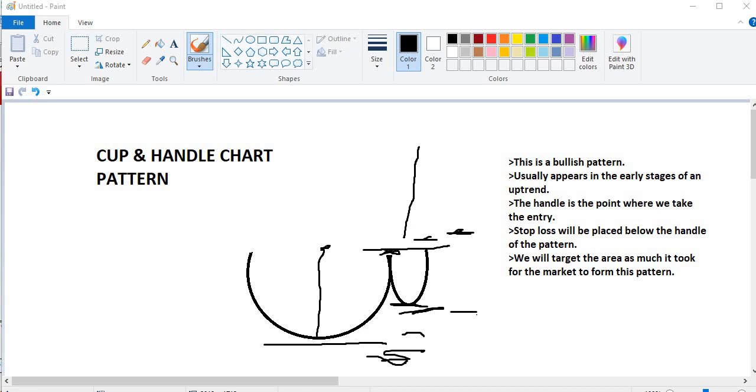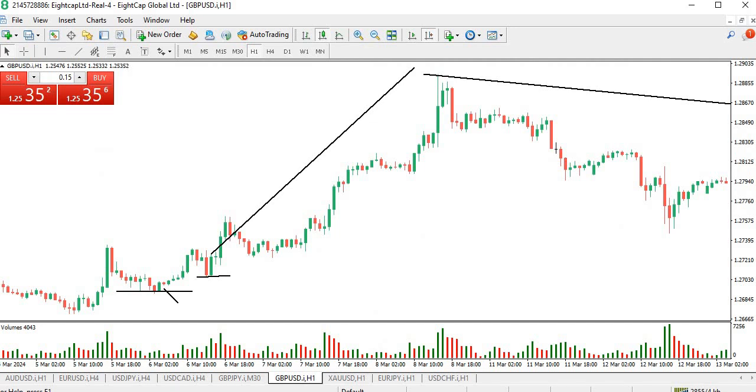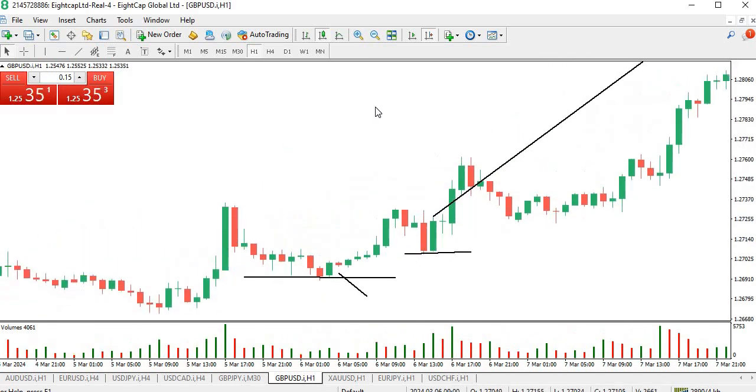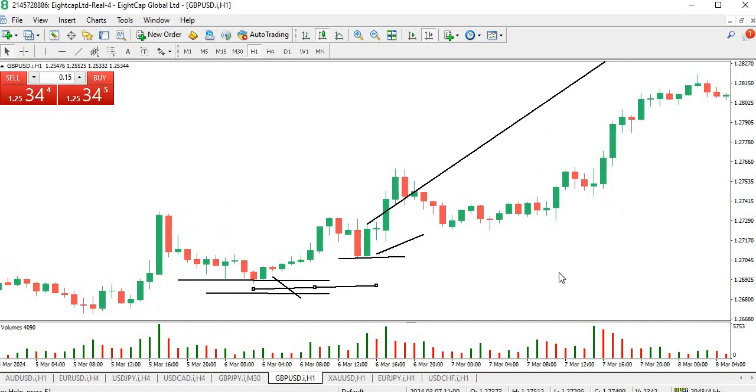Now let me take you to the charts to show you its different examples. We will start from the same one we discussed at the start of the video, which I have indicated. This was the cup area, this was the handle area, and we should have taken the entry at this point. While taking entry here, we should have placed our stop loss below the handle, or for more security and protection, below the cup area. So you can see it would then be less likely to be triggered.